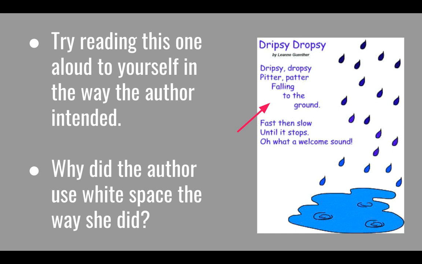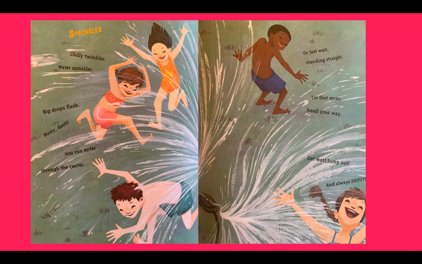In this poem called Sprinkler, the author put all of the words and the lines scattered across the page. You can do that too, as long as it makes sense. And of course, the content of the words about sprinklers match the movement of a sprinkler.